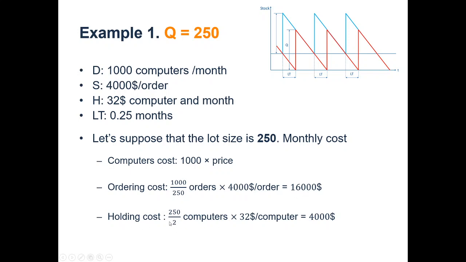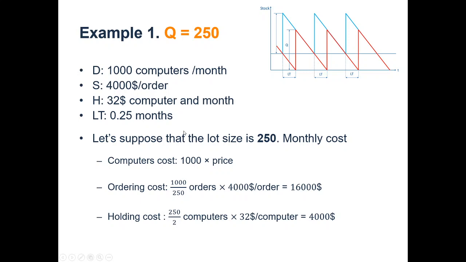And the holding cost now is lower because we have fewer computers in our physical inventory. At the moment when we have the most computers, we have 250, and on average we have half of it, which is 125 times $32 per computer a month. What we have is a total holding cost of $4,000. We have a total cost of $20,000, which is more than the one we had before. So the reduction in holding cost doesn't pay off when it comes to ordering cost because the increase here is large.